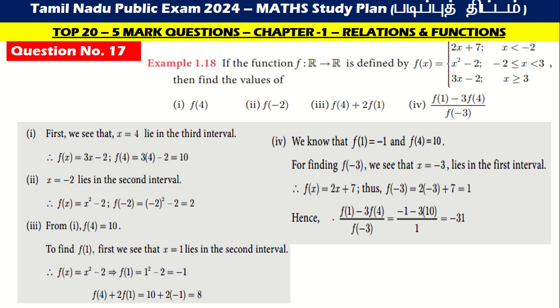Then the 17th sum. Substituting 3x minus 2, we get 10. Second interval, we get 2. Then another one is 8. And then minus 1, minus 4. Now substitute and you will get an answer of 31.